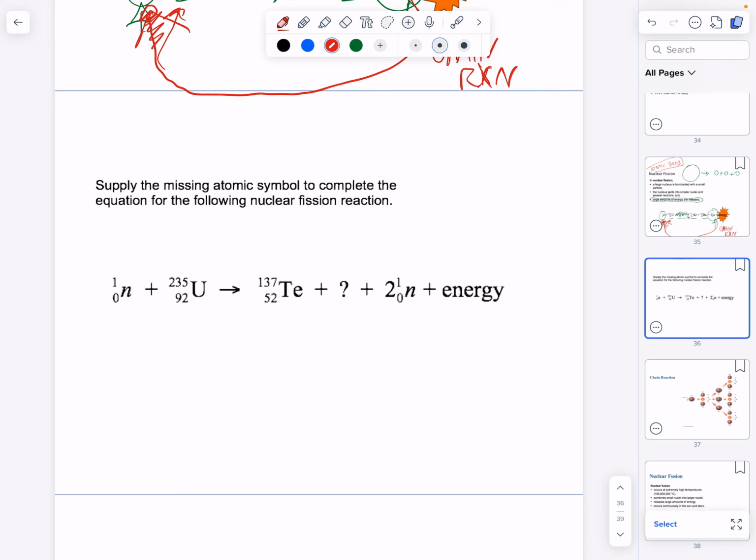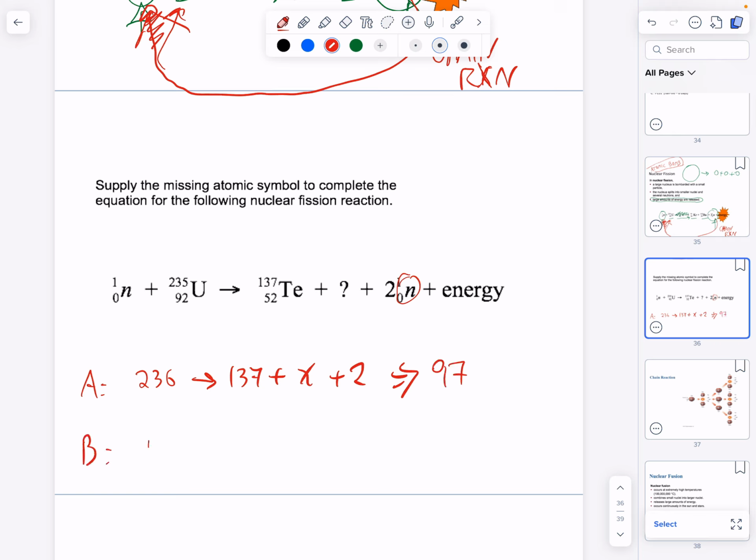So in this case, let's try the top, let's try A. 1 plus 235 is 236, and on the other side, I have 137 plus x. There is 1 here, but there are 2 of this element, so plus 2. Let's see how much it is: 236 minus 137 minus 2 is 97.